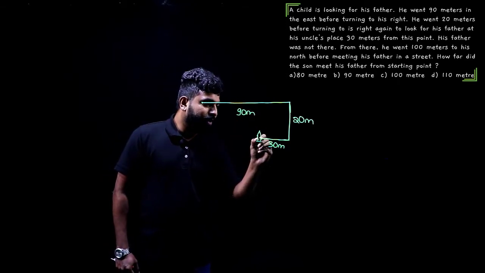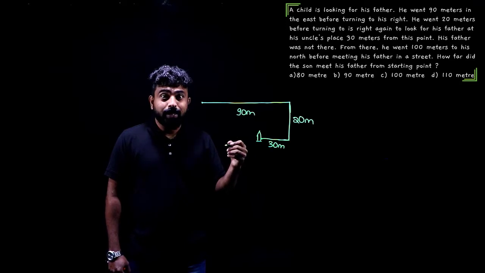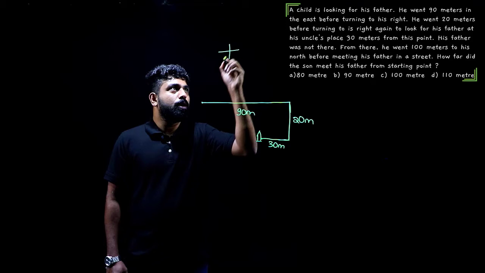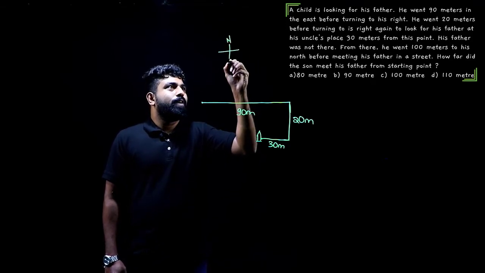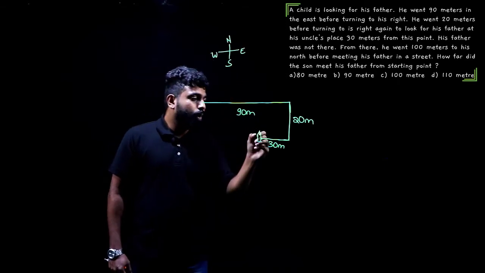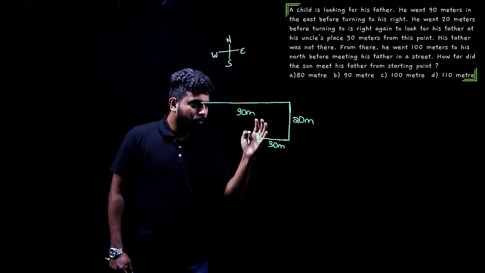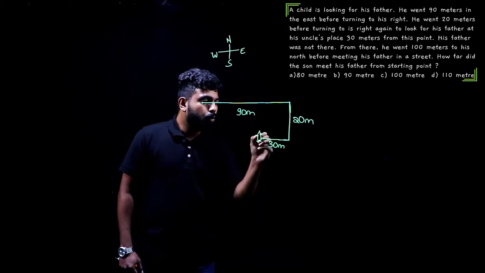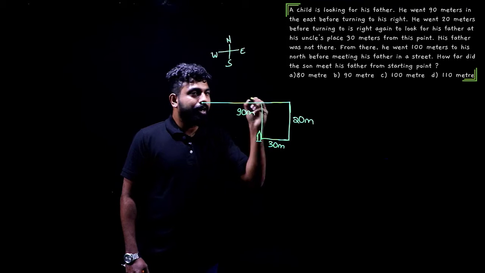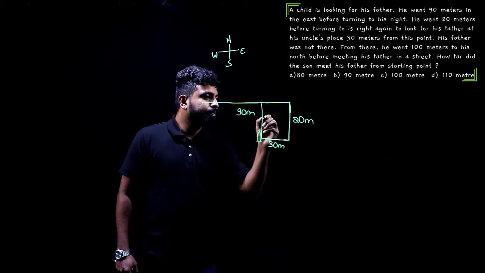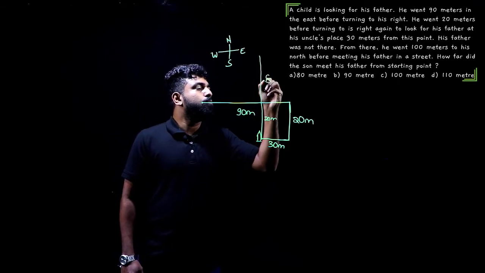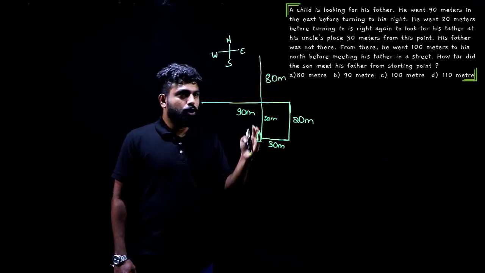Whichever direction he is facing in, the directions of the poles never change. The North Pole will always be the North Pole. South will always be south, east will always be east, and west will always be west. Hence, whichever direction he is facing in, his north will always be above. So to move 100 meters, first he'll cover 20 meters here, and then another 80 meters. So totally you would have moved 100 meters in the direction of north.